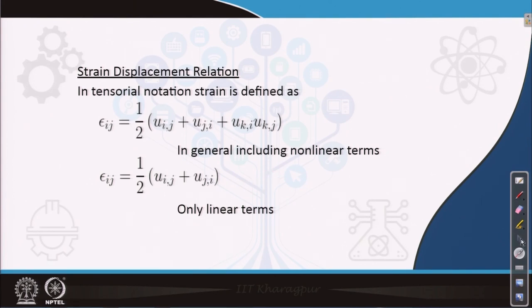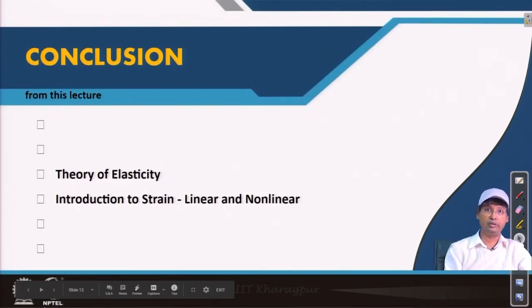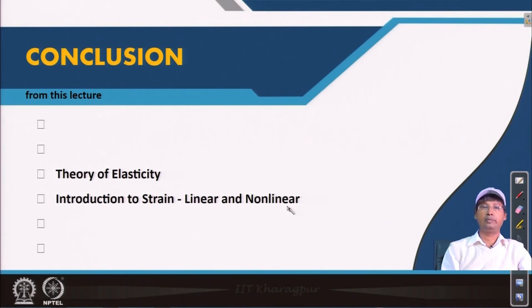So, with that note, let us conclude today's lecture. Reference slides are the same, and we come back to the what we have learned slide. In that slide, we have learned linear and non-linear strain derivation with respect to the displacement, the strain displacement relation. Now, we will go further with different compatibility equations of strain, and we will solve problems in our future lecture.